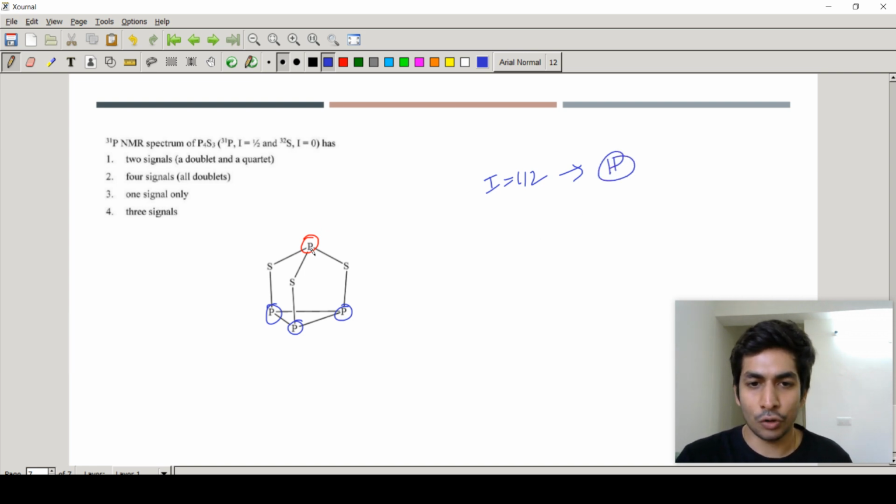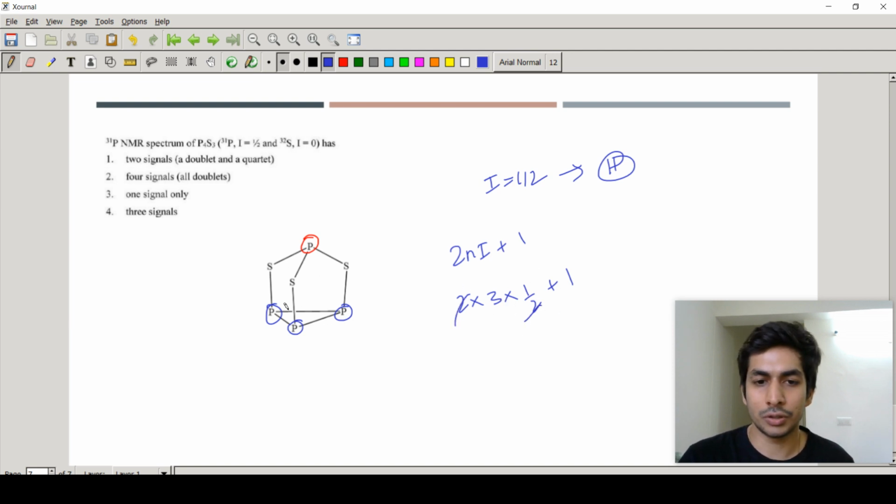So for this phosphorus, we have 3 different phosphorus. So basically we can use the 2nI plus 1 rule. So 2 into the number of phosphorus, which is 3, and spin value half, plus 1. So the 2 gets cancelled out, and it will split into a quartet. So these 3 phosphorus will split the red phosphorus into a quartet.